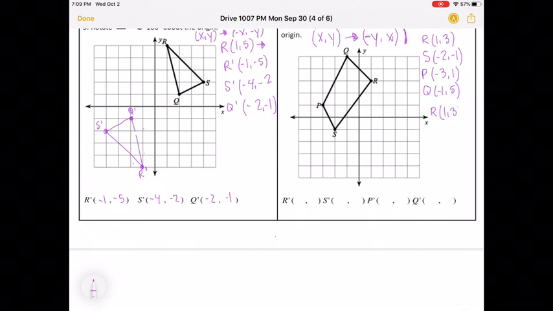So R, (1, 3), is going to transform to R prime. I'm flipping x and y, and I'm making the new x the old y, negative, or its opposite. So that gives me (-3, 1). Okay, so go ahead and pause the video, see if you can find S, P, and Q.